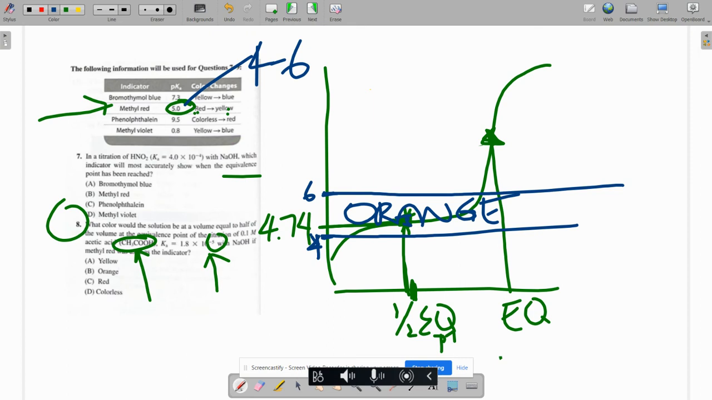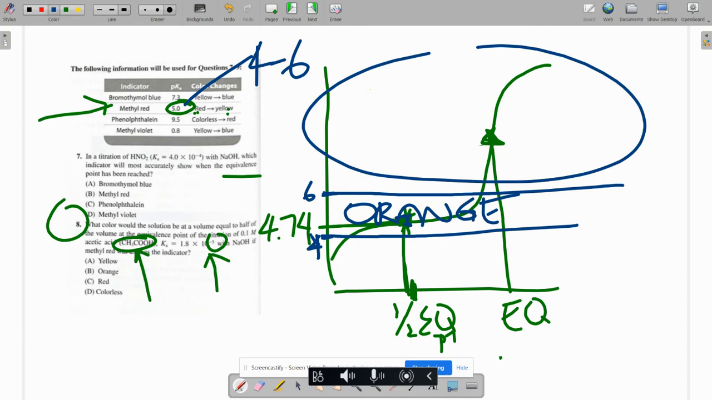You might conjecture, if it's orange between a pH of 4 and 6, what color is it going to be up here? Well, this is past the pKa. This is more basic than the pKa.